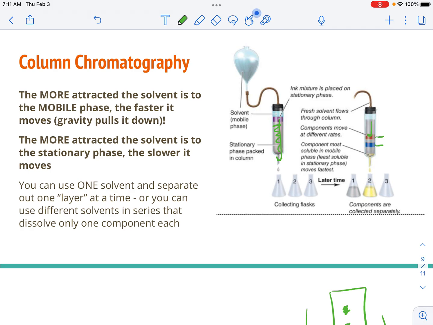But notice, most important, that any chromatography is based on the attractions between whatever it is you're trying to separate and the mobile phase versus the attractions between whatever you're trying to separate and your stationary phase. The more attracted the components of the mixture are to the mobile phase, the more likely they will be pulled on through, and the more attracted the components of the mixture are to the stationary phase, the slower it moves. I shouldn't have said solvent on the slide; I should have said mixture. Sorry, that's a typo. I will fix it later.